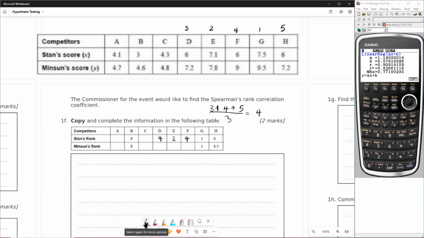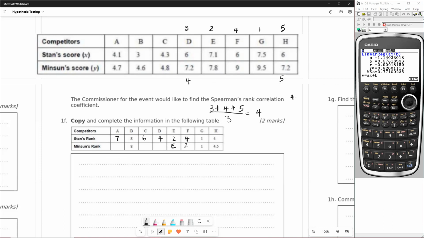Okay, and then now we carry on with the ranking. We look for number 6, and that would be C. And we look for number 7, and that would be A. And then we're going to go and do the same thing on Minsun's rankings. We'll go, number 1 is G, number 2 would be F, and number 3 would be E. D and H have the same score.